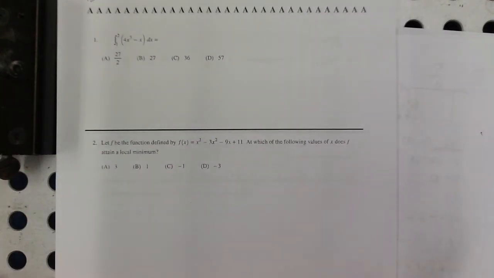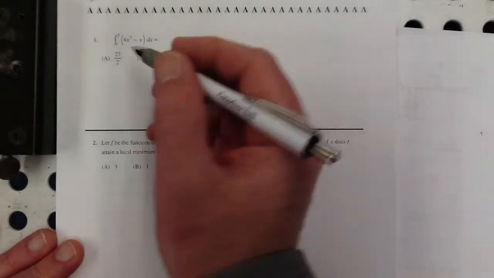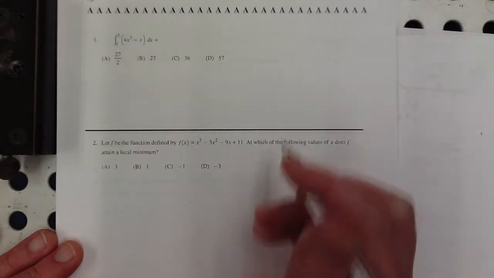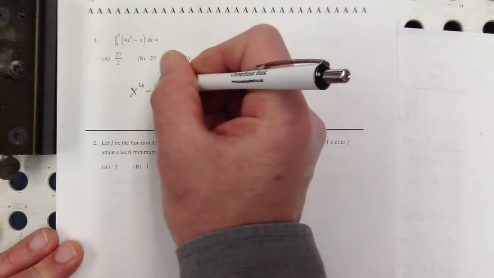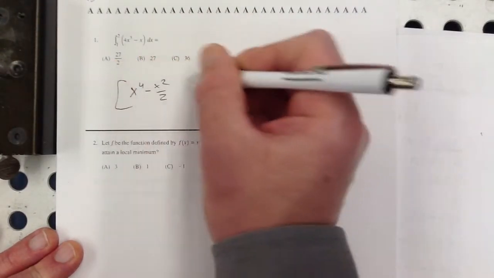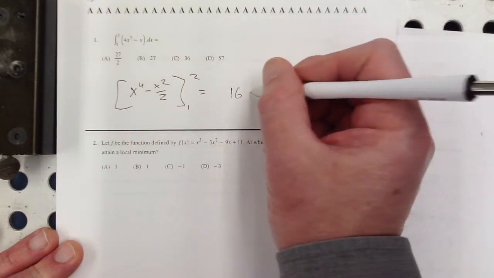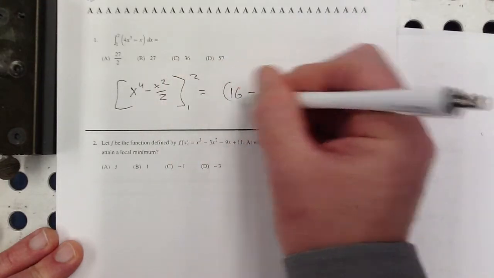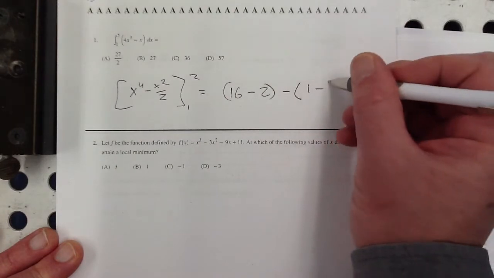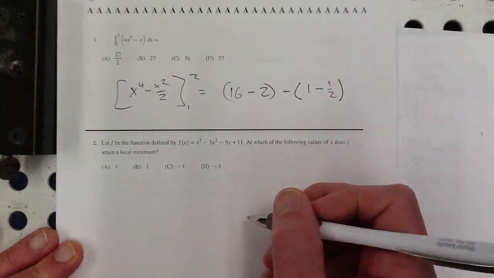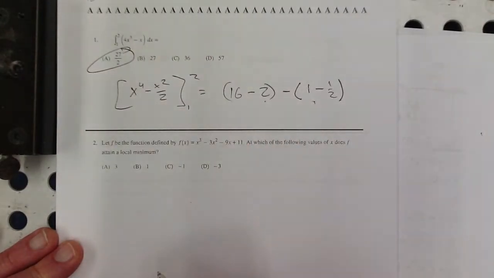All right, going to run through the solutions for this. That looks like pretty easy calculus here. Antiderivative of that is x to the fourth minus x squared over 2 from 1 to 2. 2 to the fourth is 16. 2 squared over 2 is 2, minus 1 minus a half. That looks like 14 minus a half, which is that.